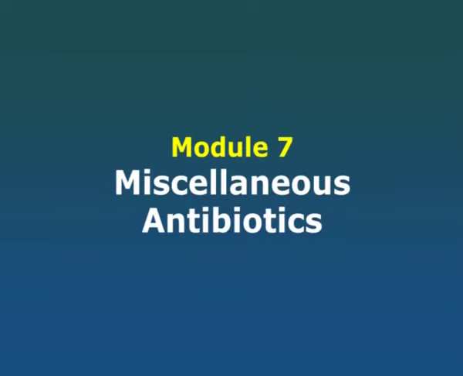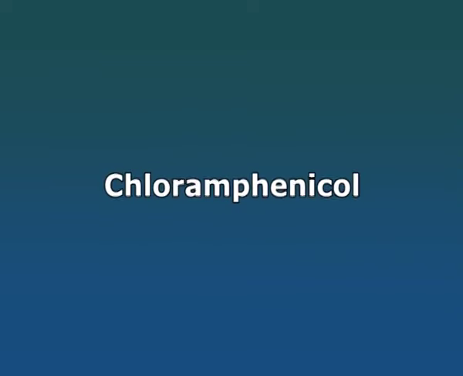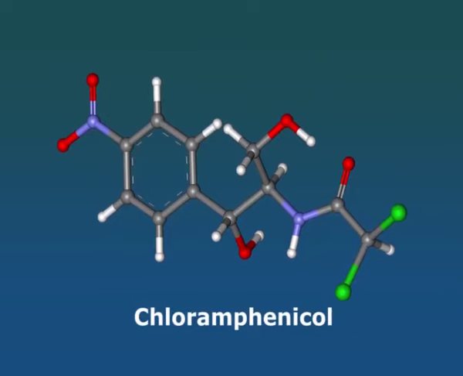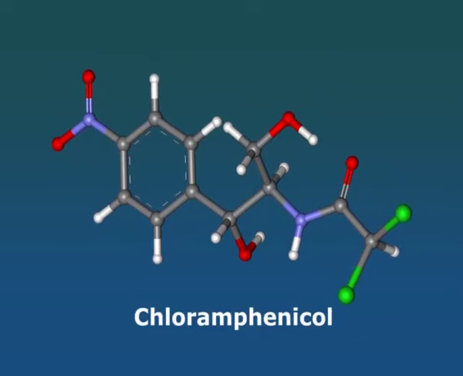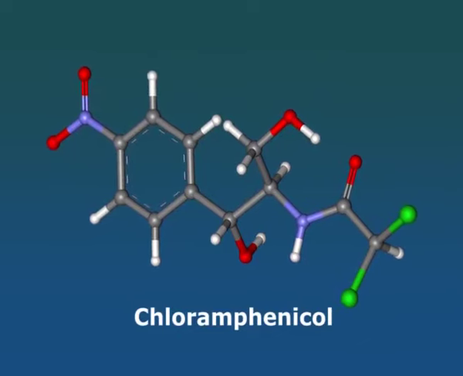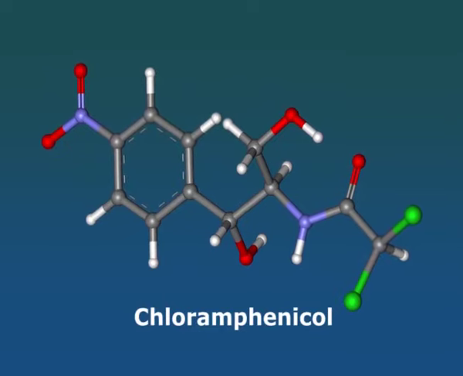Now let's proceed to module number 7, which is miscellaneous antibiotics. Chloramphenicol, which is D-threo-2,2-dichloro-N-beta-hydroxy-alpha-hydroxymethyl-p-nitrophenylethylacetamide, was first isolated in 1947 from the culture fluid of the actinomycete Streptomyces venezuelae. However, it is currently produced only synthetically.